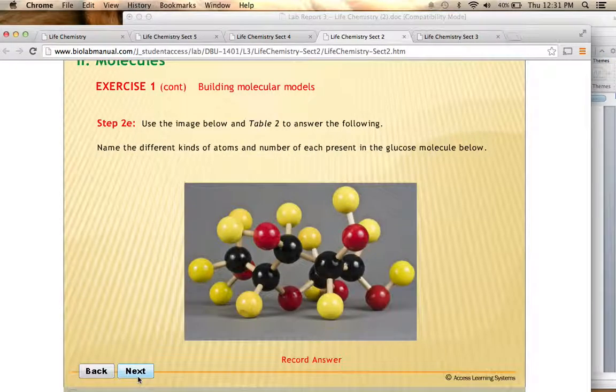The next thing you're going to do is you're going to look at several different pictures and identify the different molecules that are present or the different atoms that are present in each molecule. This first one is glucose, which is a very important molecule. It's what the cells will use for fuel. They will convert glucose into energy in the form of ATP, which we'll discuss when we get into cellular respiration. So you'll count the number of carbons, hydrogens, and oxygens in this molecule and record that in your lab report.